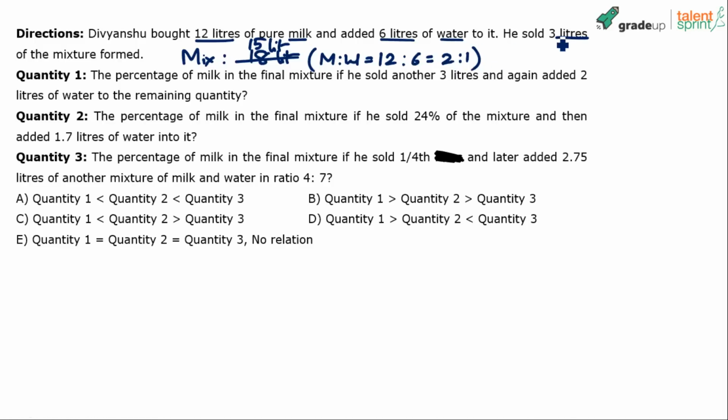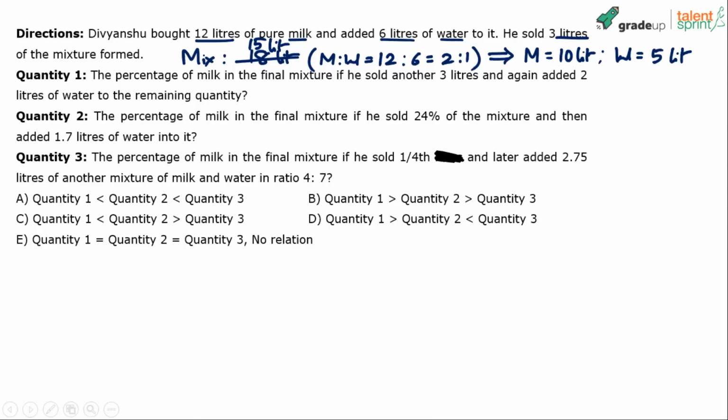So out of 18, he has sold 3. So what he's left with is 15 liters now. He has now got 15 liters of a mixture where the ratio is 2:1. Can you tell me how much is milk and how much is water here? See, if you divide 15 in the ratio of 2:1, you'll get 10 liters and 5 liters. So the quantity of milk is 10 liters and that of water is 5 liters. 10 and 5, right? So 10:5 is 2:1 and 10 plus 5 is 15.